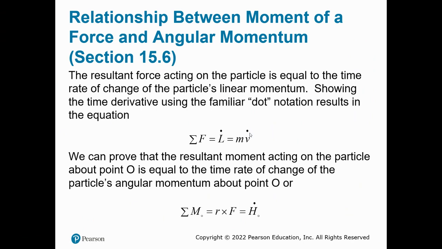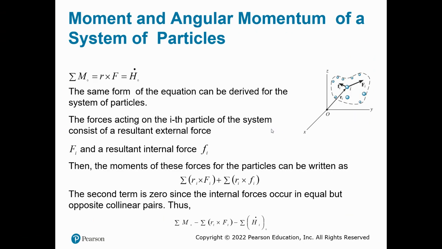We can prove that the resultant moment acting on the particle about point O is equal to the time rate of change of the particle's angular momentum about point O, or sigma M equals r cross F, which would be H dot. The same form of equation can be derived for a system of particles.